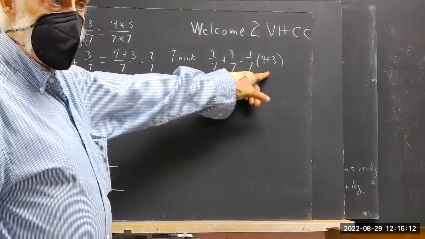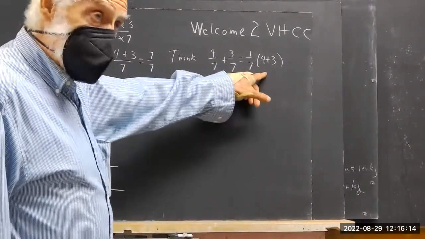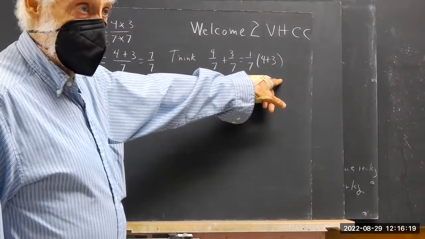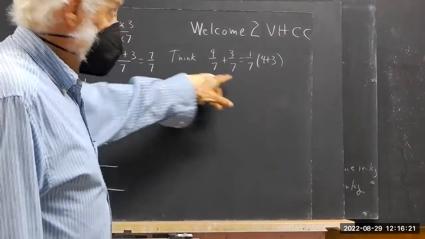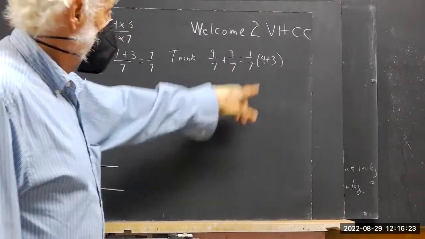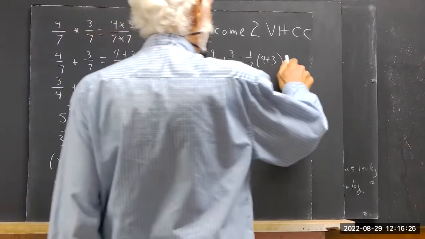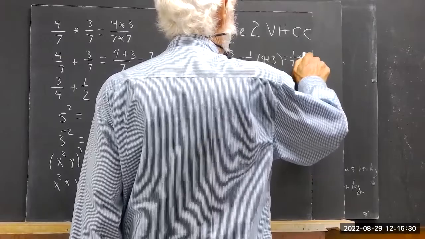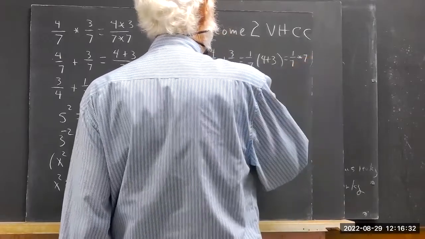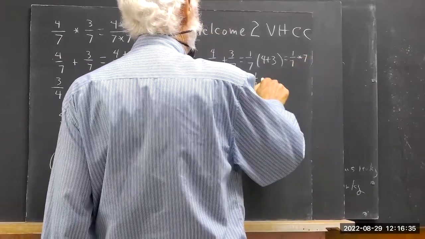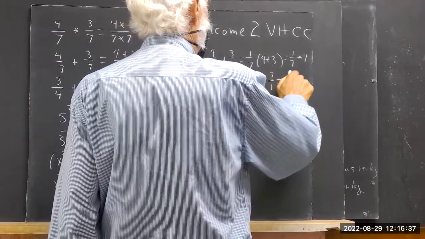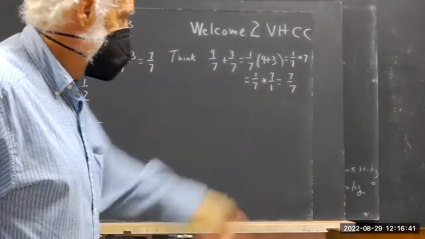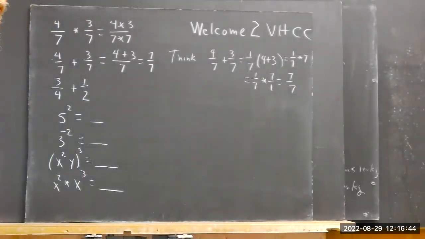One seventh of 4 times 3 is 1/7 of 4 plus 1/7 of 3, right? Okay, so that is 4/7 plus 3/7. Now 4 plus 3 is 7. And you can write out a lot of detail and see that that's got to be 7/7.